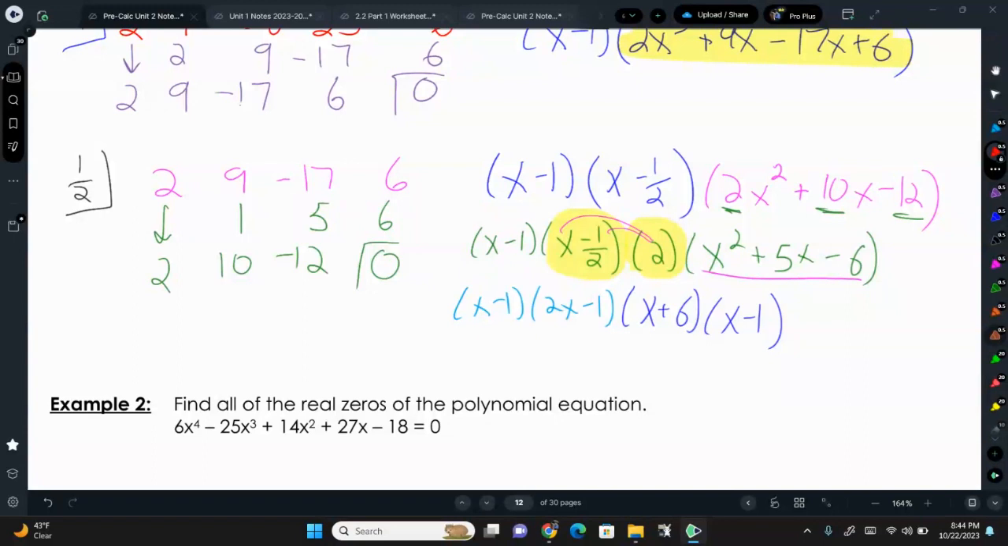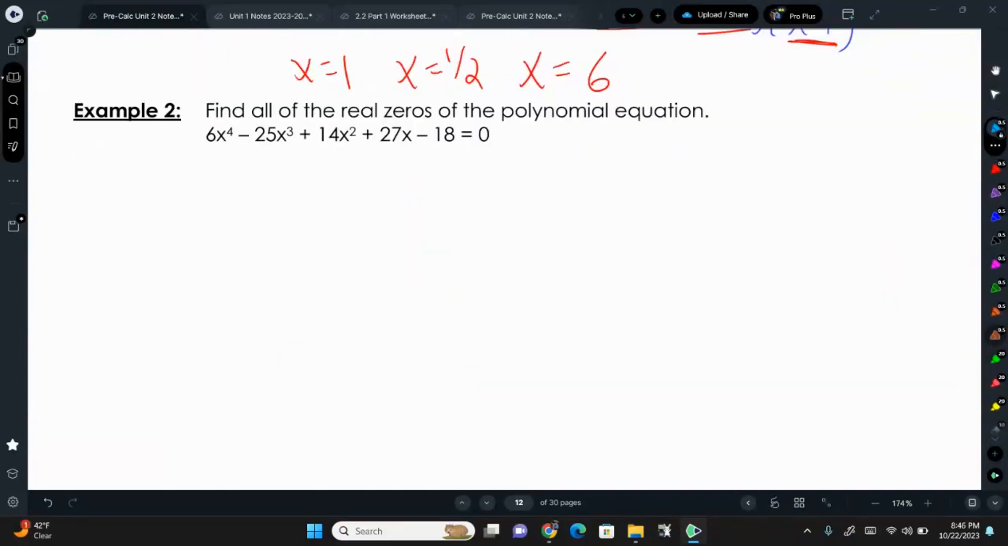So our zeros: x equals 1, and then x equals 1/2, x equals negative 6. We don't need to write the x equals 1 again because we already did that. So those are the 3 zeros. So we got lucky on this one that we were able to get these zeros quickly.